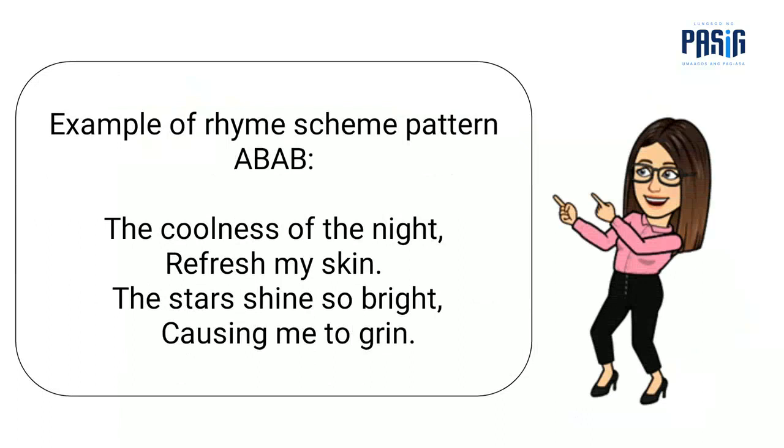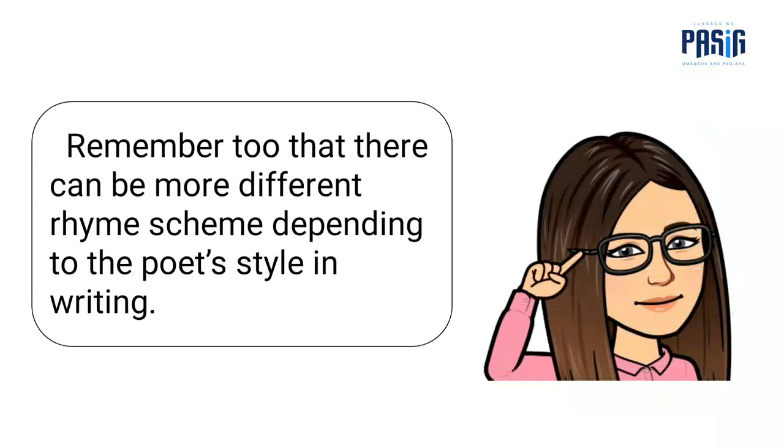The coolness of the night refreshed my skin. Stars shine so bright, causing me to grin. The word night on the first line rhymes with bright on the third line. The word skin on the second line rhymes with grin on the fourth line. So, night and bright are letters A. Then the words skin and grin are letters B, that made the rhyme scheme ABAB. Remember that there can be more different rhyme schemes depending on the poet's style in writing.